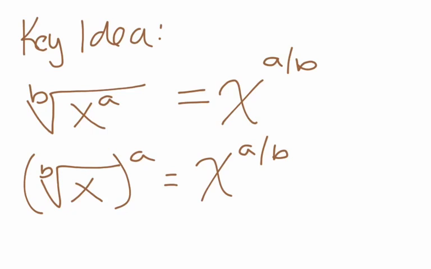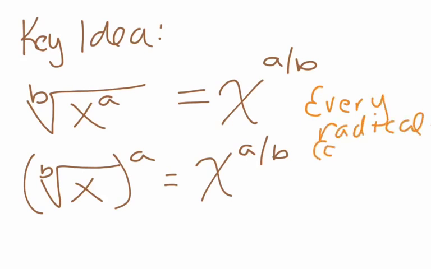I can show you why it's okay. I think I might save it till the end of this lesson, because I don't want to clutter up the middle of the lesson, and I know not everybody is going to be interested in it. So what we've got here is this idea: every radical can be written as an exponent.